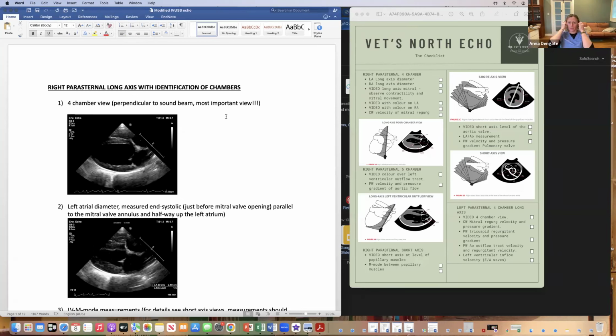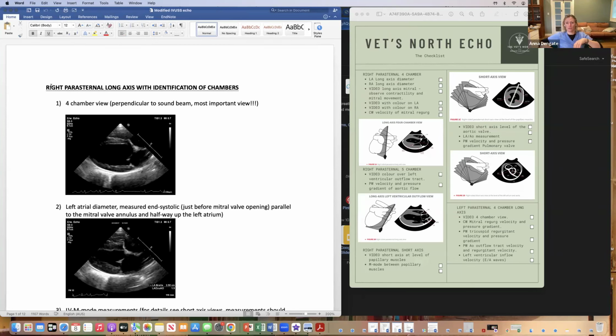So the first view I want you all to get when you're doing your echoes is a 4-chamber long axis right parasternal view. And what Jane's done is put together the order that we do the echo in. So all of the views that you want to do from the right parasternal long axis and then right parasternal short axis, etc. So we're talking about right parasternal long axis. Does everybody know what I mean by that?